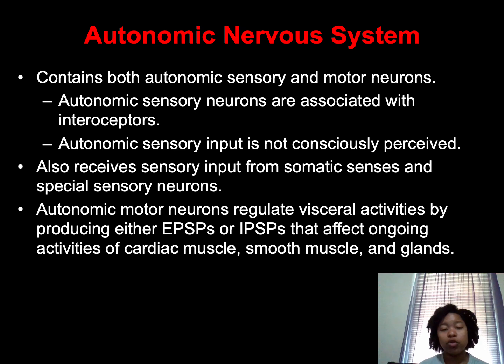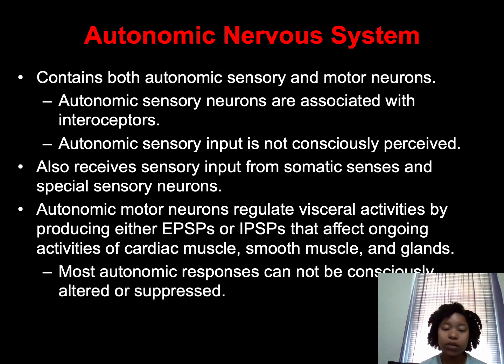The autonomic motor neurons will regulate visceral activities by producing either EPSPs or IPSPs, so remember excitatory or inhibitory, that affect ongoing activities of cardiac muscle, smooth muscle, and glands. Those are going to be the three. If you ever want to know if something's under autonomic control, remember these things. Is it cardiac muscle? Is it smooth muscle? Or is it a gland? If it is, then it's under autonomic control. But most autonomic responses cannot be consciously altered or suppressed.